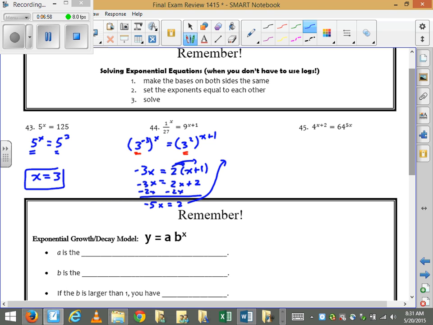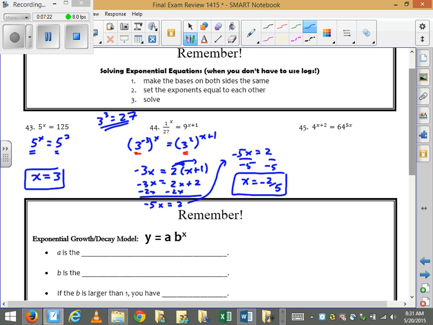Divide both sides by negative 5. So x equals negative 2/5. That one's a little bit tricky, but remember 3 to the third is 27. I need to get that 27 in the denominator. So how I do that is by using that negative third power, like I did in 44.